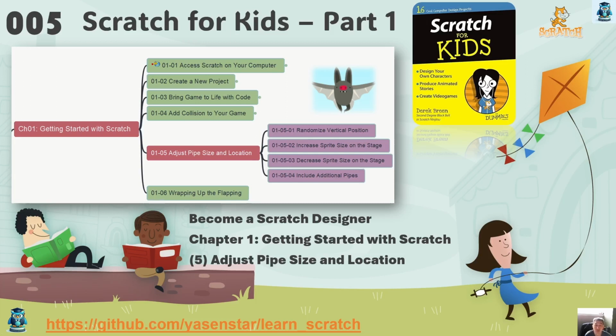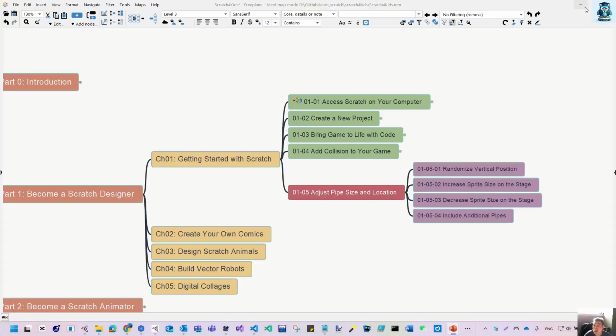This we already did in the last video, where we dragged our bat to a smaller size. Last but not least, we will include an additional pipe, so that when one pipe has finished, you have another pipe coming, until you lose your game. And we will wrap up a little bit, then we finish this first chapter. So I hope you enjoy it until now. Let's continue to our code.